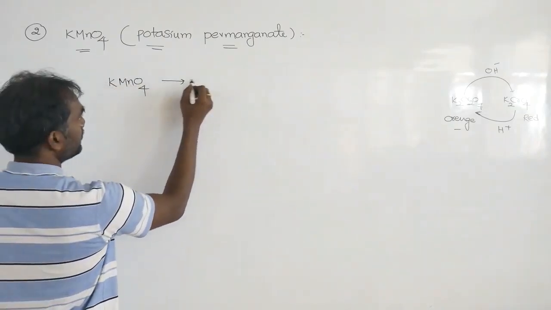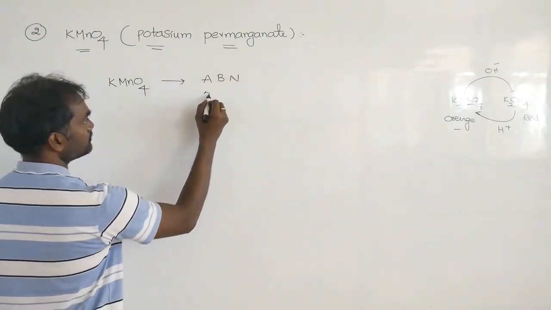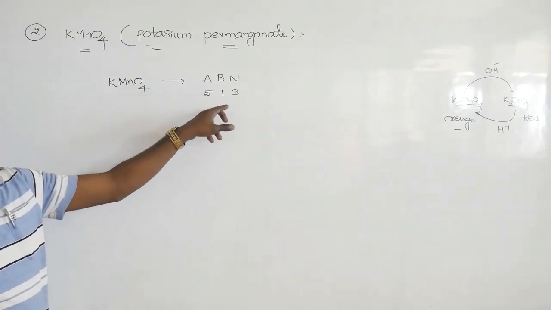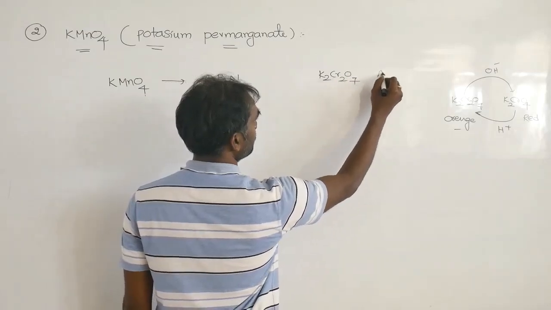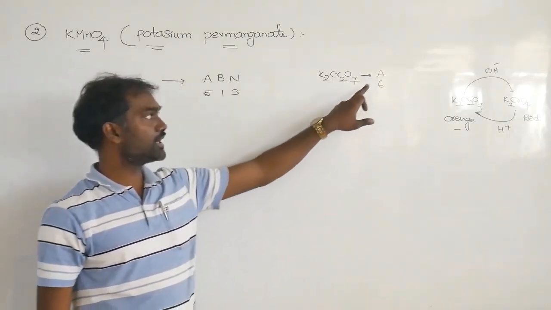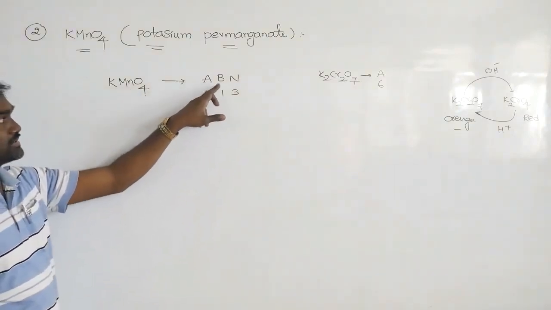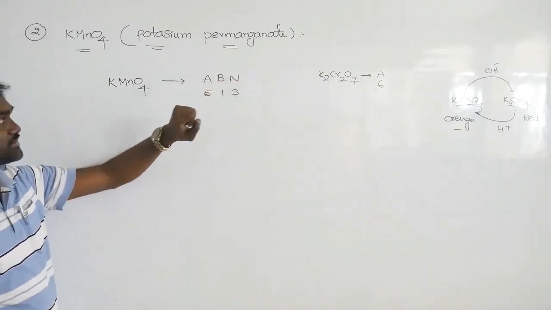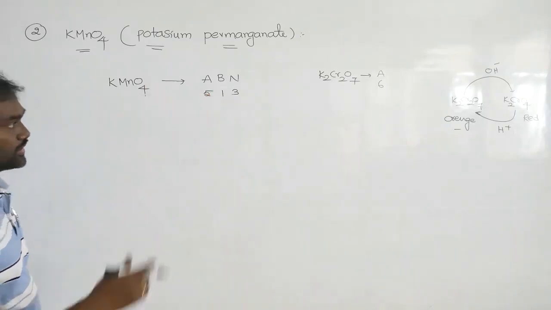KMnO4 ABN 513. So here you must remember KMnO4 ABN 513. In K2Cr2O7 what we discussed? A6. K2Cr2O7 acidic medium only important, 6 electrons are exchanged. But here KMnO4 acidic medium 5 electrons, basic medium 1 electron, neutral medium 3 electrons are exchanged. So these basic equations are the important. You perfect these things. Next we can do the equations.